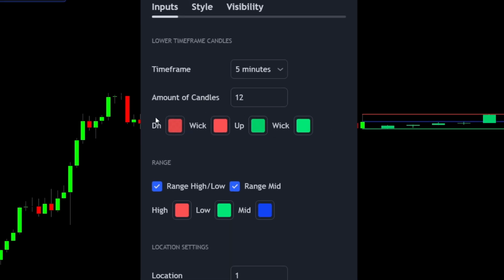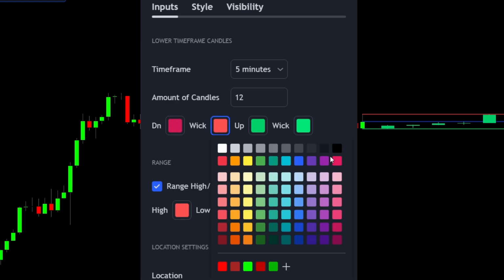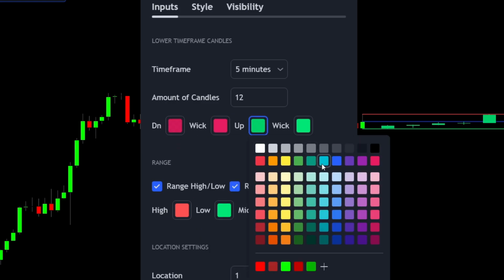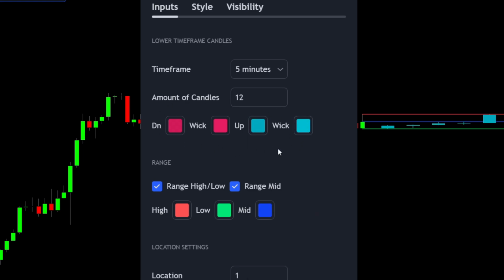Next up, to make the indicator a bit easier to read, I'm gonna change the color of the indicator a bit. So instead of red, I'm gonna use something like pink, and instead of green, I'm gonna use blue. This makes it so that the indicator clearly stands out from the normal price.